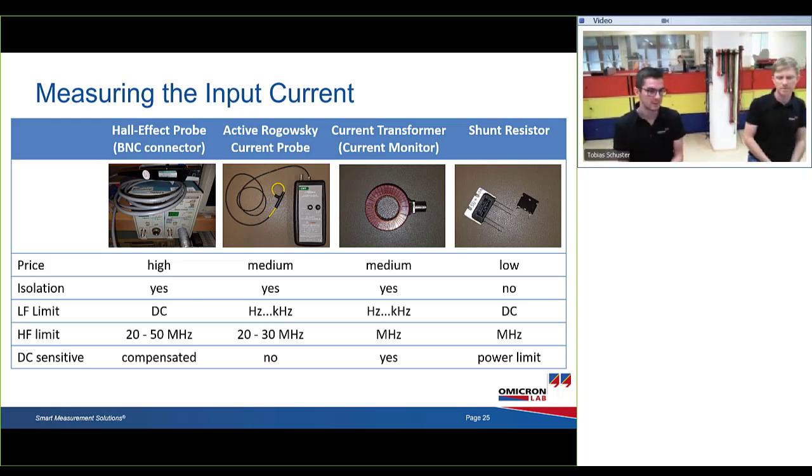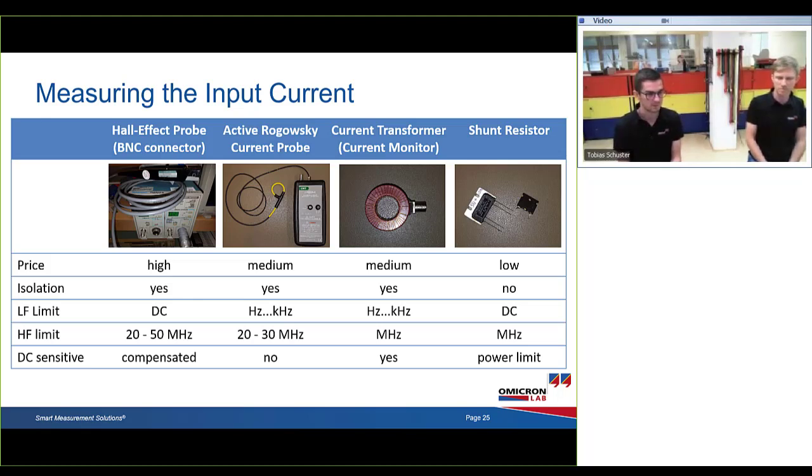If you use an active Rogowski coil current probe, price medium, they're not that expensive. They offer also isolation. Low frequency limitation depends on the probe that you buy, and high frequency also in the tens of megahertz. But there's no DC, they're not sensitive to DC, but there is no core.